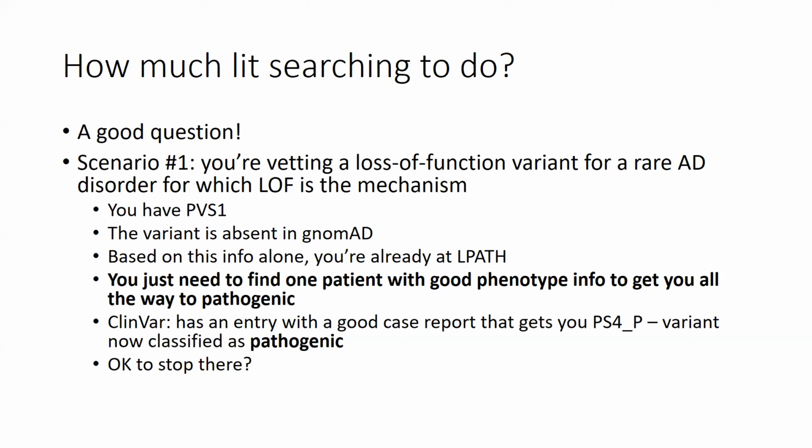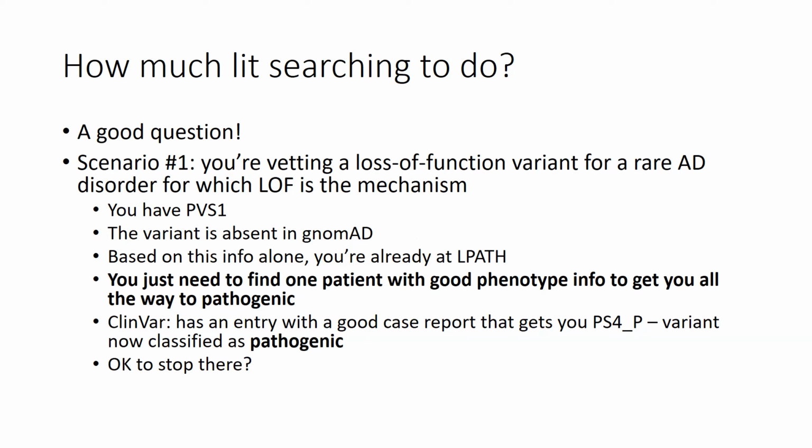So the first scenario I'm going to speak to is, let's say we're vetting a loss of function variant for a rare autosomal dominant disorder for which loss of function is the disease mechanism. Okay, great. So we have a loss of function variant in a gene where loss of function is the mechanism. We get to apply PVS1. We are well on our way to getting to pathogenic or likely pathogenic. We see the variant is absent in gnomAD. Okay, fantastic. We get to apply PM2, probably at the supporting level these days.